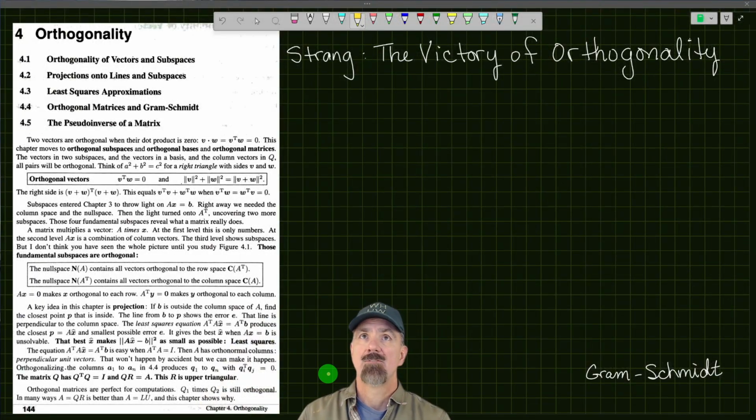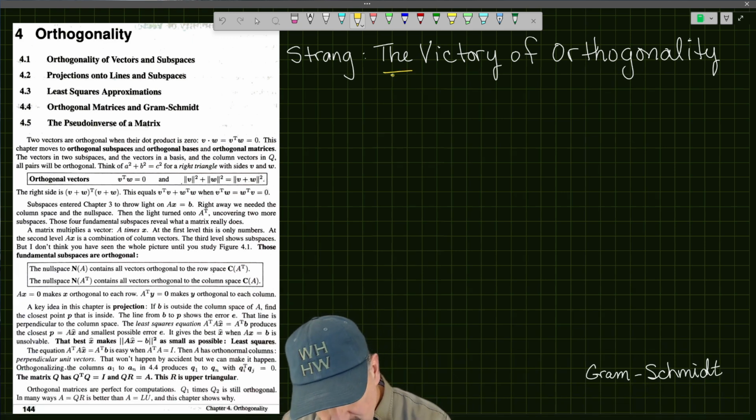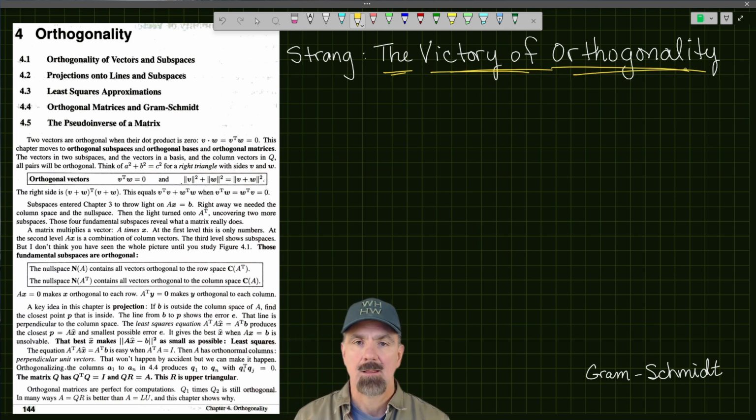So let's start out here. The first thing that I want to emphasize is Strang's comment at the end of Chapter 4. He talks about the victory of orthogonality. It is impossible for us to state just how important orthogonality is when we're talking about vector spaces. What it provides for us, the special things that we can do when we have vectors or subspaces that are orthogonal, are things that we take for granted. So we're going to start to peel back the layers a little bit here in Chapter 4 to really identify the critical nature of orthogonal vectors.